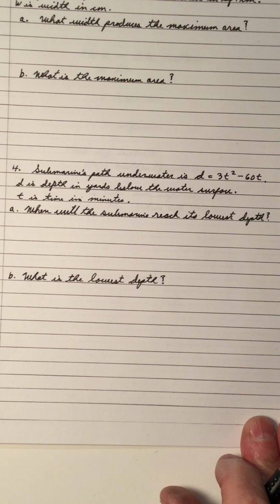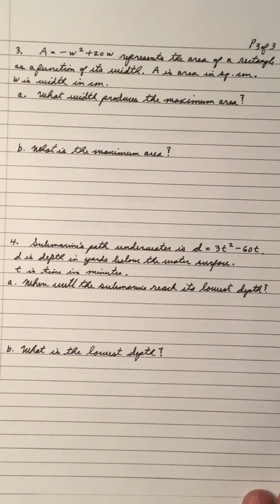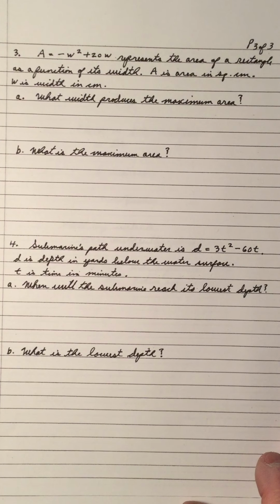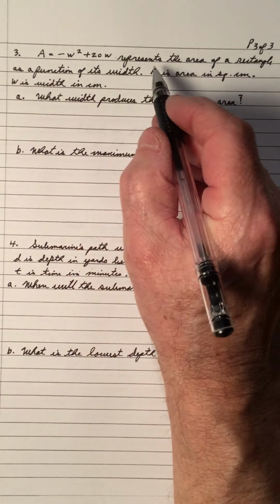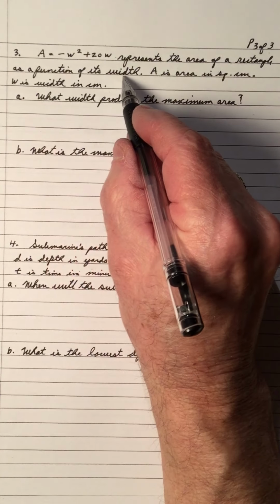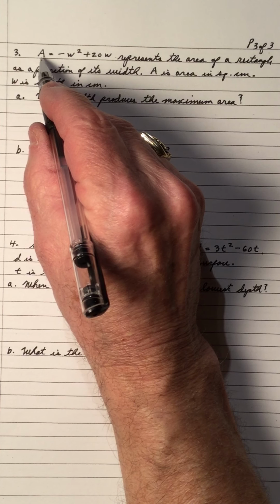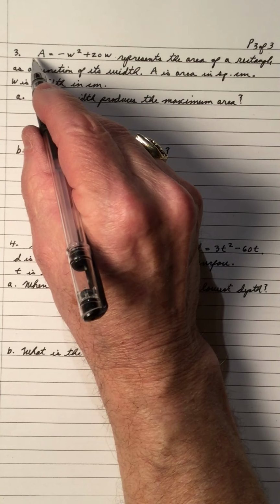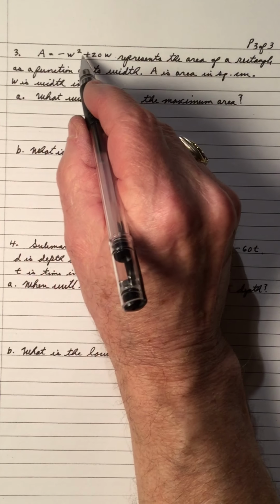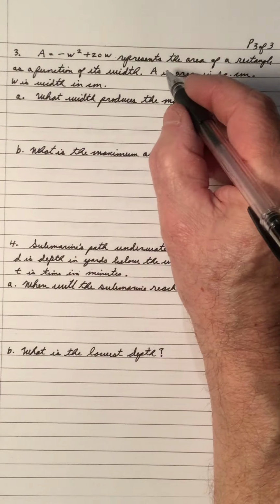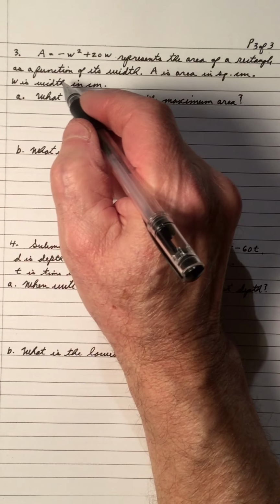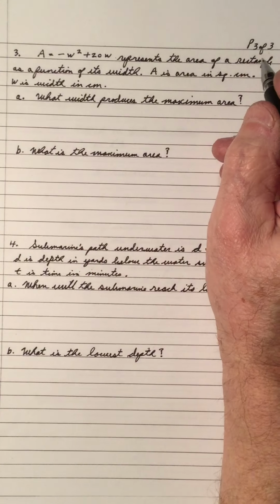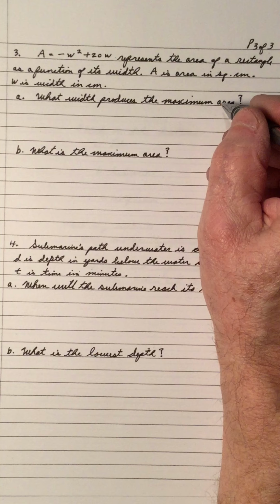Notice it's a word problem related to the quadratic. It's maximum minimum. Okay, bring the page down. Number 3, A equals negative W squared plus 20W represents the area of a rectangle as a function of the width. So the area is on the left, W is on the right, so the area is a function of the width. Only the width is on the right side. A is the area in square centimeters, and W is the width in centimeters. What width produces the maximum area?